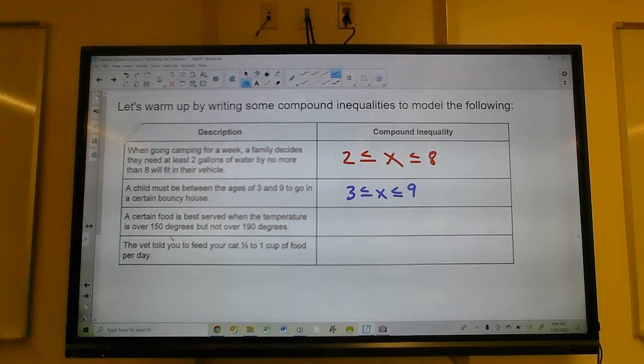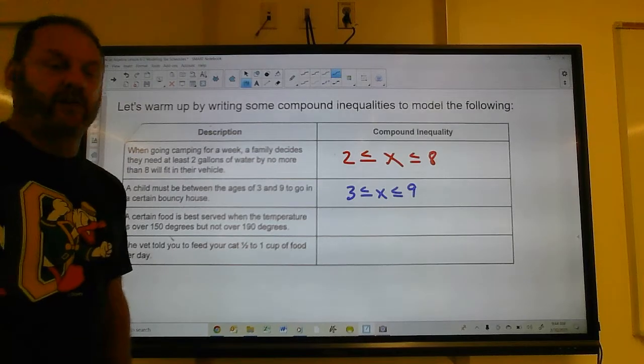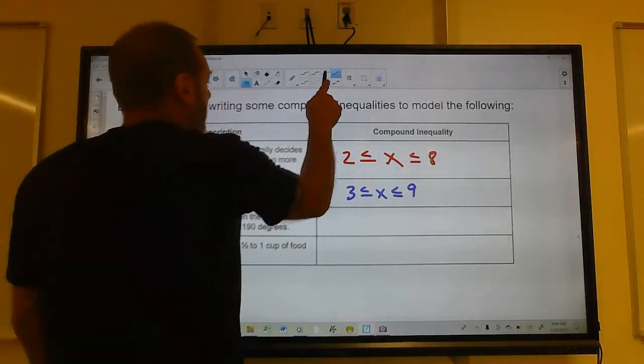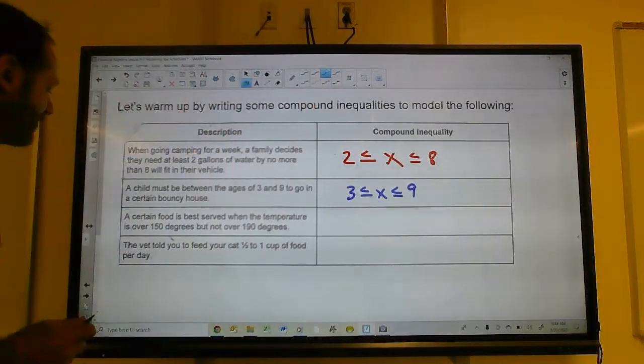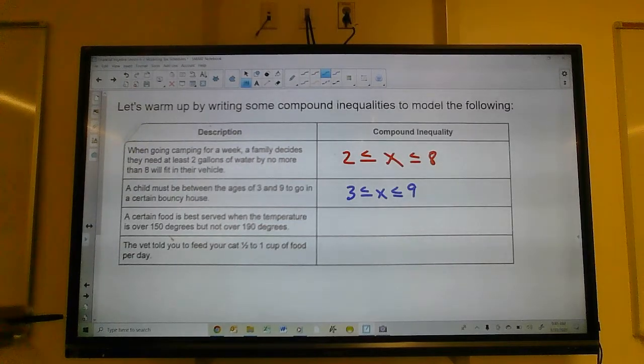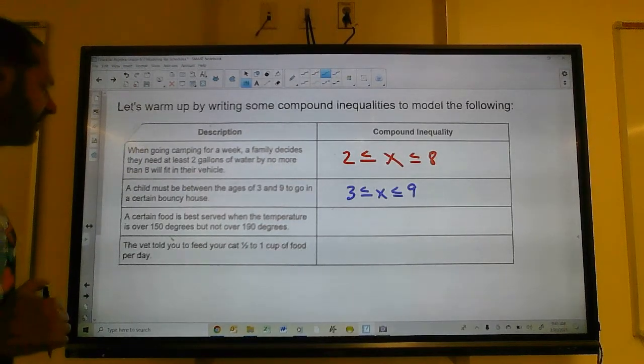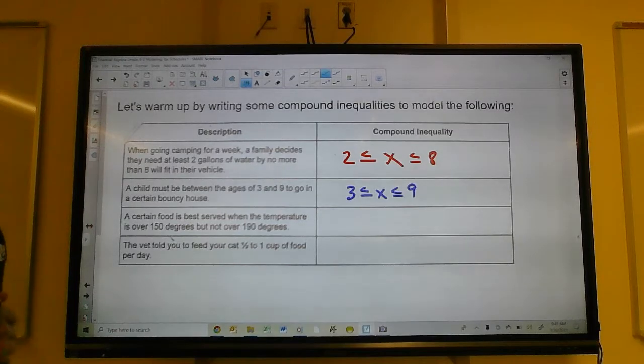Okay, again, after we read this question, go ahead and pause the video and figure this out yourself, and then jump back on here. So a certain food is best served when the temperature is over 150 degrees, but not over 190 degrees. This sounds like a steak to me.